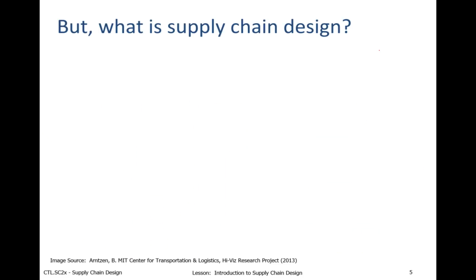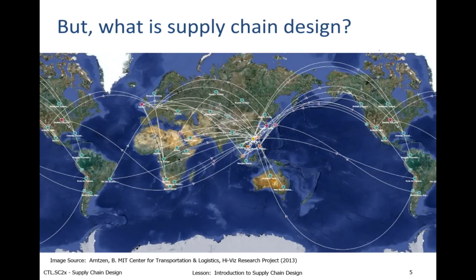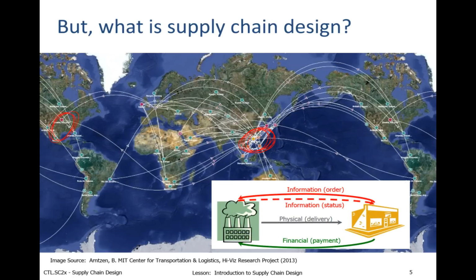But when we talk about supply chain design, most people think of something like this. They think about the globe and where should I locate my manufacturing? Where should I locate my distribution? So they tend to focus on the physical, right? We focus on the physical because that's where we have to make those big investments.